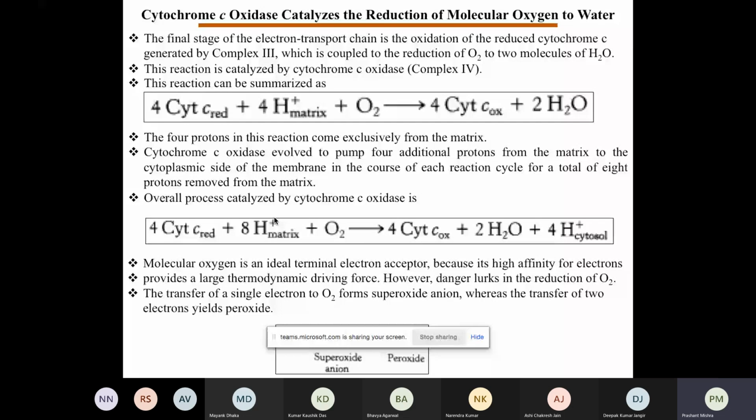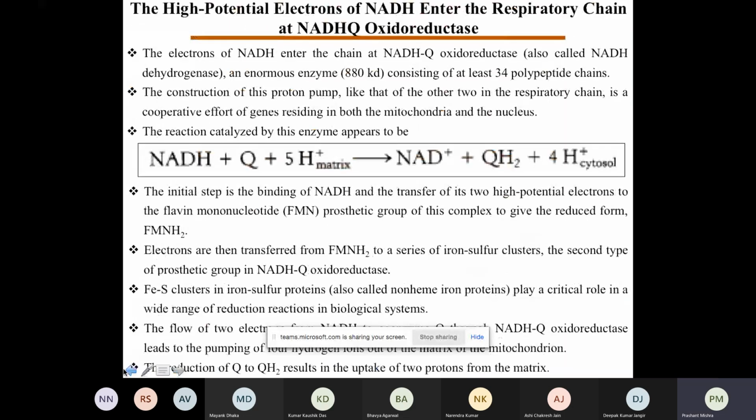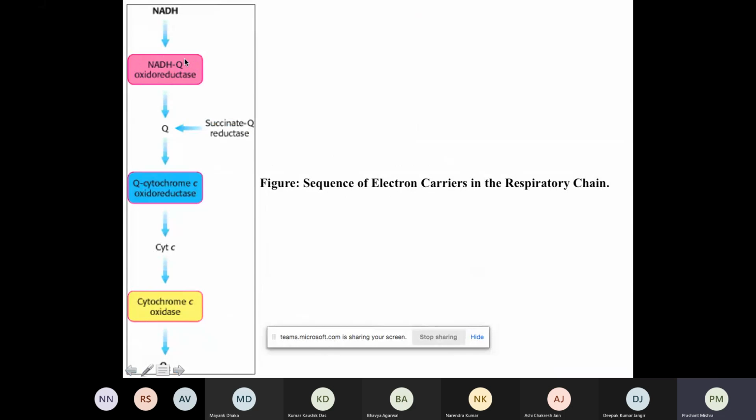The first complex is NADH-Q reductase. Second complex is where succinate dehydrogenase is present, which is having a bound form of FADH2. And third one is where you have seen cytochrome. So I'll just give you a kind of understanding. So this is the first complex. Electrons are entering from NADH2.